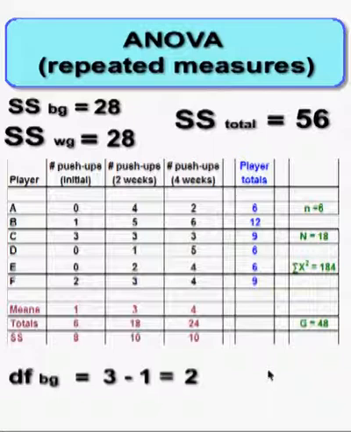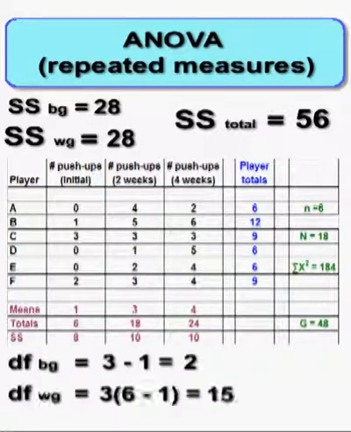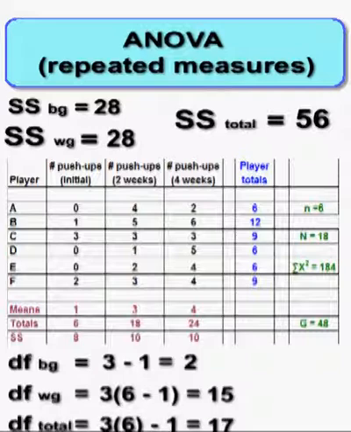Degrees of freedom between groups, same way as always. You take the number of different groups, and that is the initial push-ups, 2 weeks training, 4 weeks training. So there's 3 groups minus 1. So there's 2 degrees of freedom between groups. Within groups, you take the number of different groups, which is 3, times the number of individuals in a single group minus 1. That gives us 15. And to find the total degrees of freedom, we just add them all together. So now we know all the degrees of freedom.